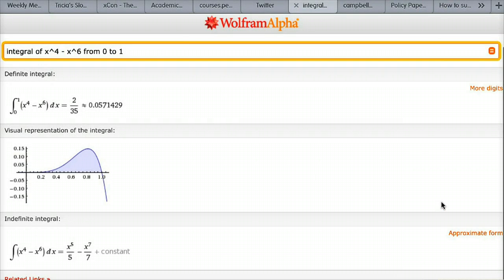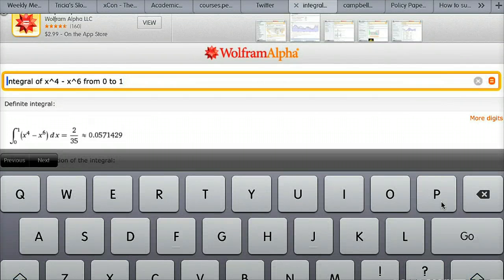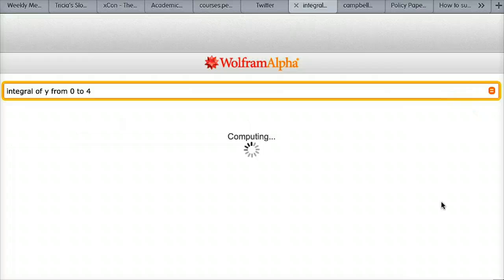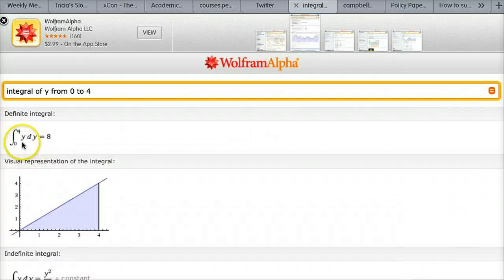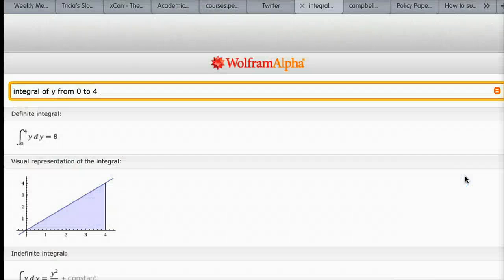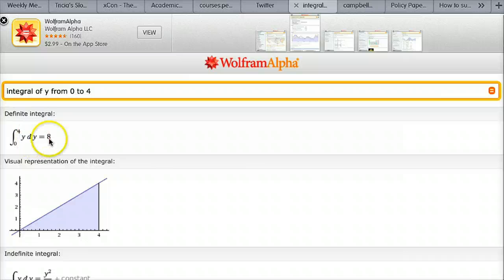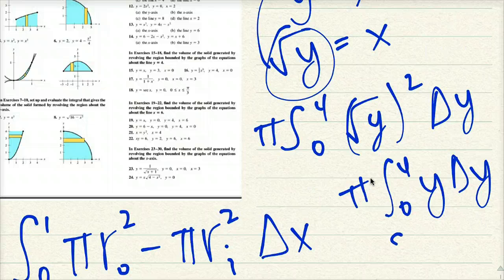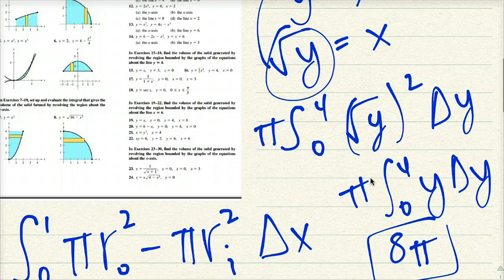Here it is. Integral of y from 0 to 4. So it looks exactly like I wrote it. Remember, it's 0 to 4 of y. So 0 to 4 of y dy, or delta y, equals 8. If I go back to the problem, you see I have a pi here, so my answer is going to be 8 pi. So I think that you all understand how to do this.